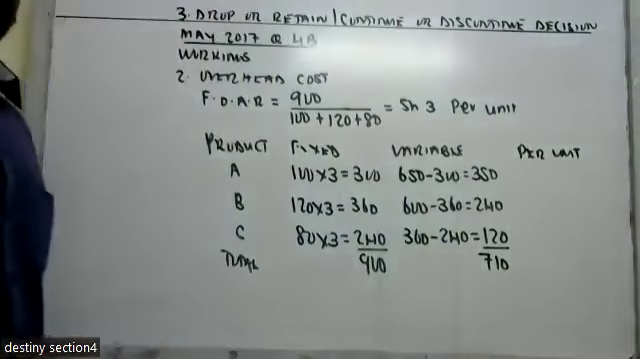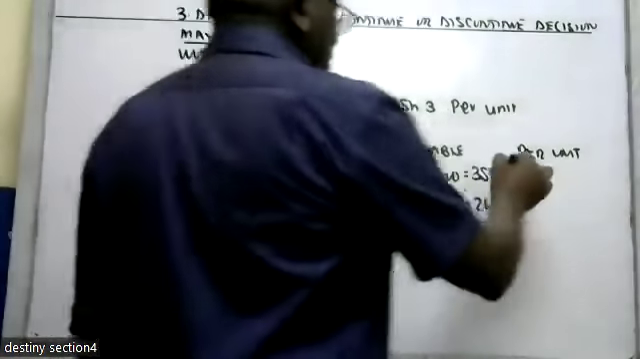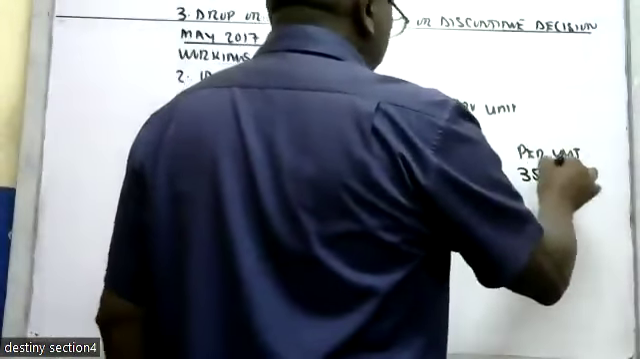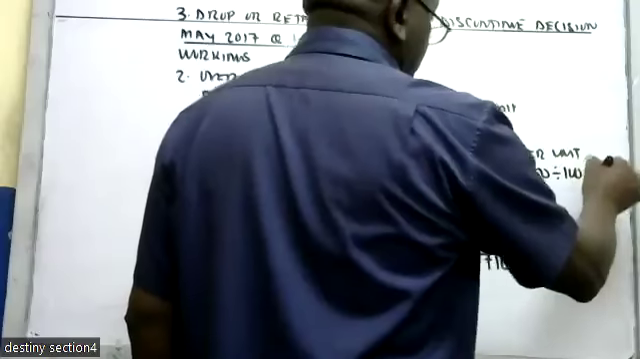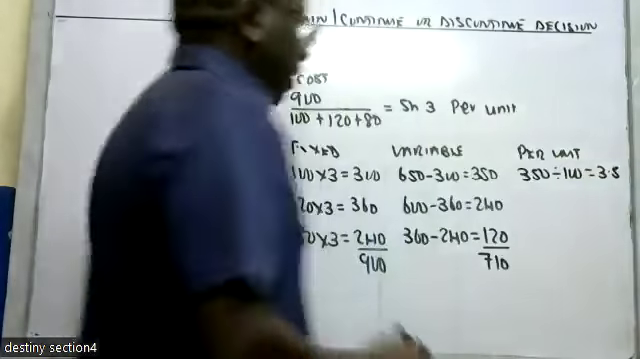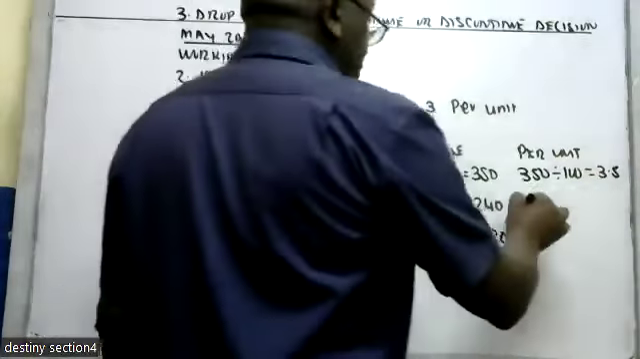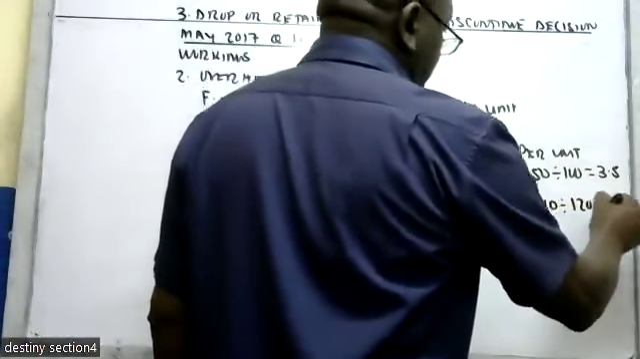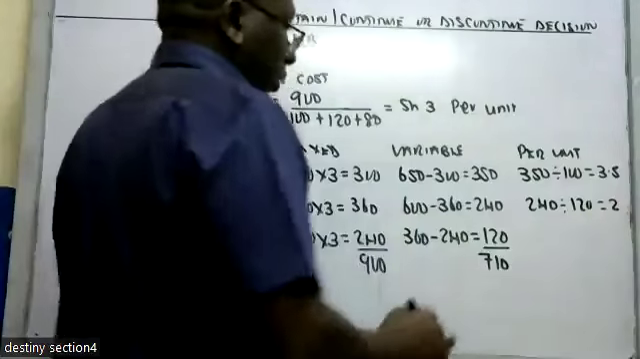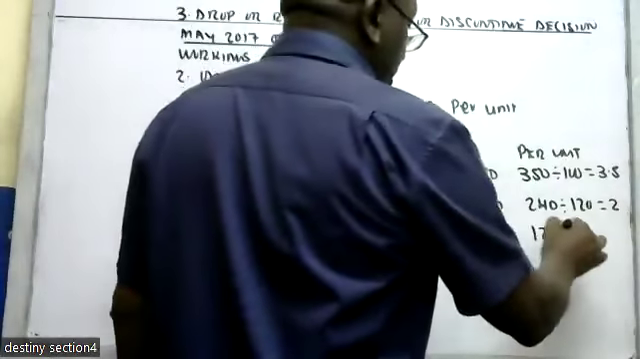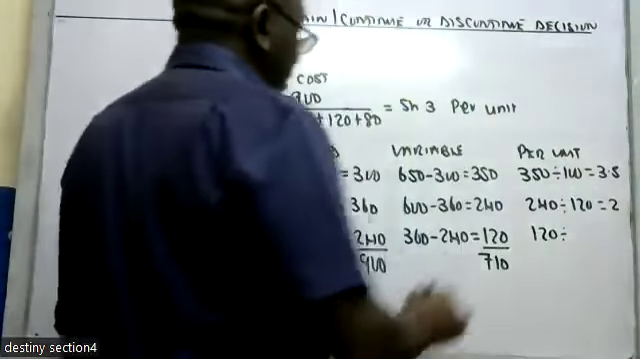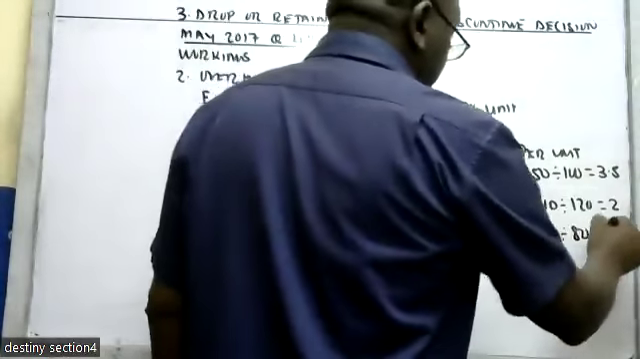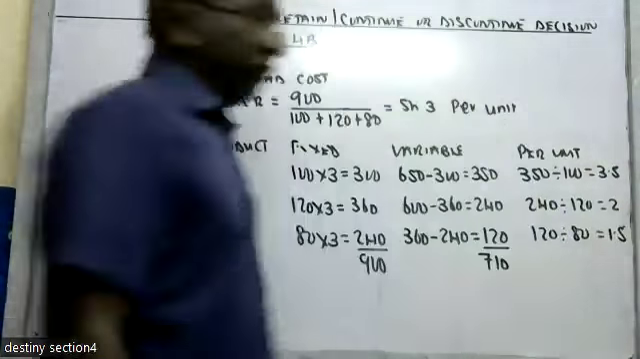Let's get per unit for the variable ones. Per unit for the variable ones. So the 350 divided by 100. That gives us 3.5. 240, you divide by 120, that is 2. 120, you divide by 80, that is giving us 1.5.